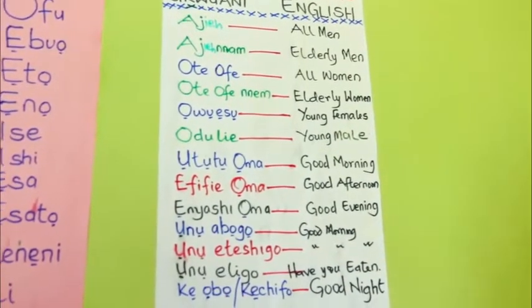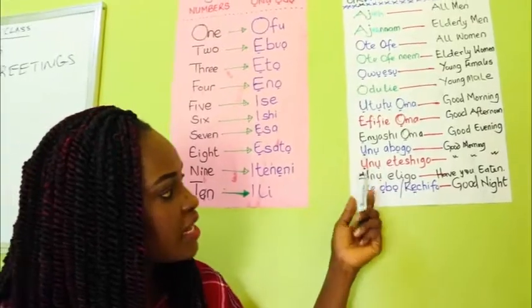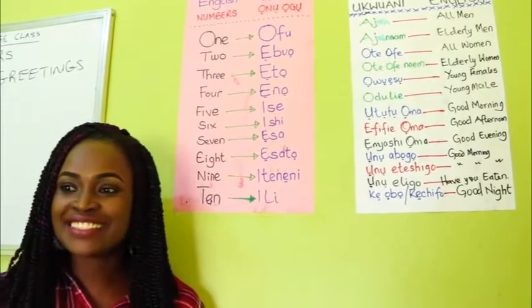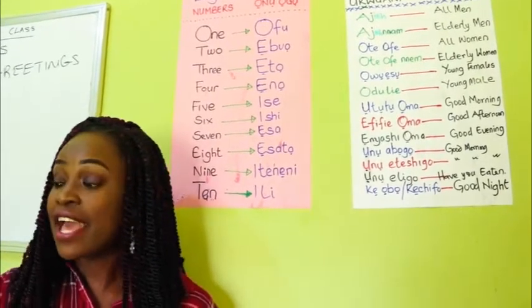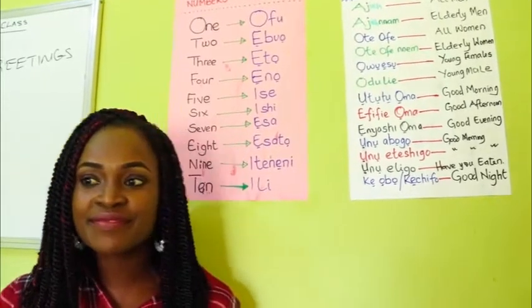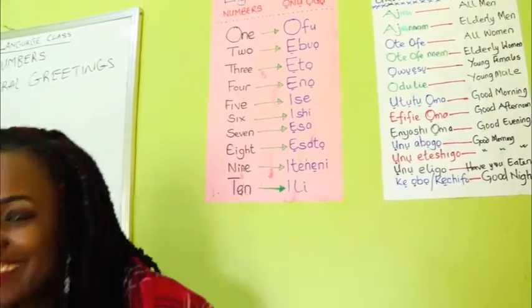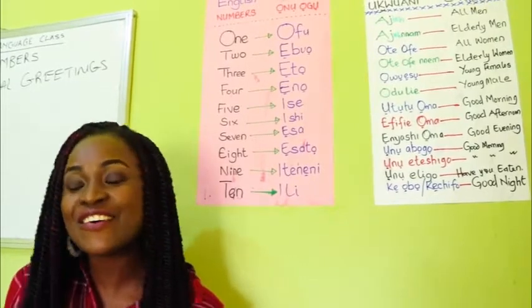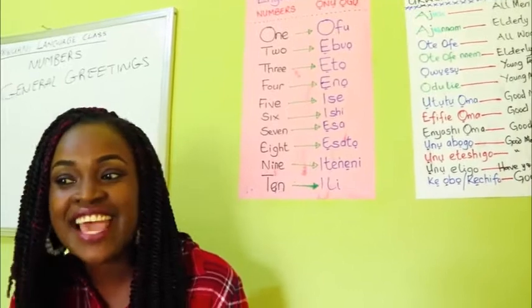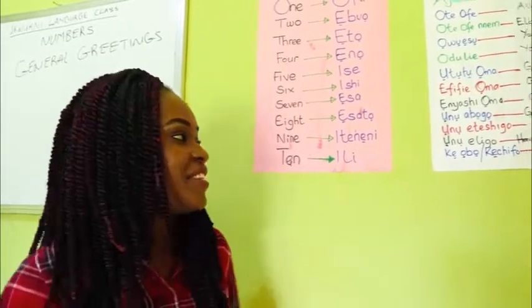And then if you want to ask someone, have you eaten? How do you say it? Anirigo. Have you eaten? Yes, we have eaten. Very good.